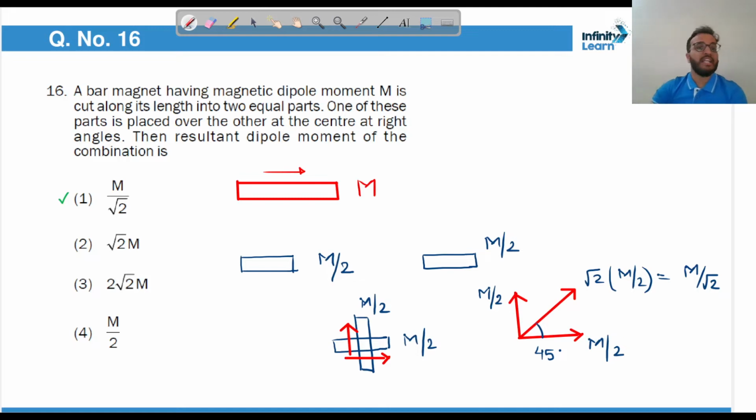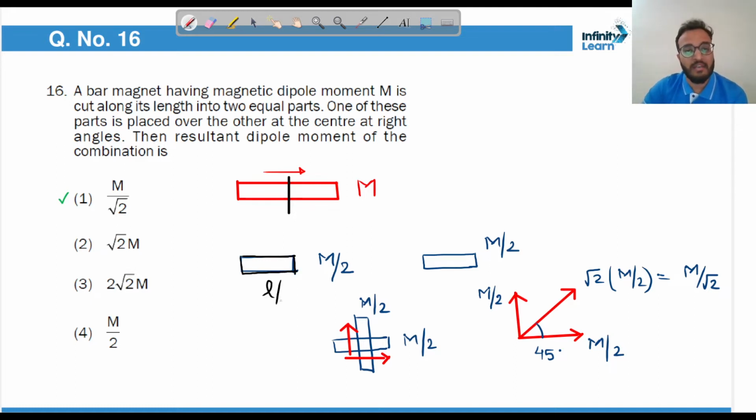Now, a bar magnet having magnetic dipole moment capital M is cut along its length into two equal parts. One of these parts is placed over another. See, so it is cut along like this, like this. So we have two parts. When you cut it like this in the equatorial direction, remember students, the pole strength does not change. Only the length becomes half.